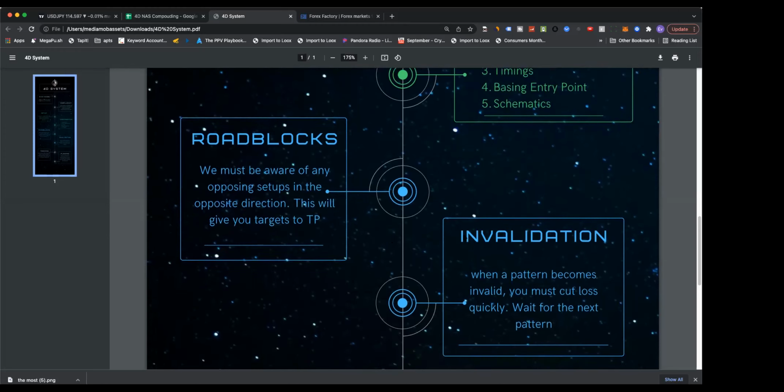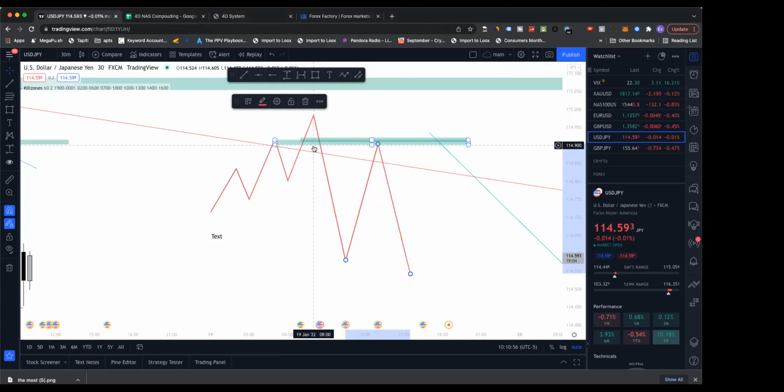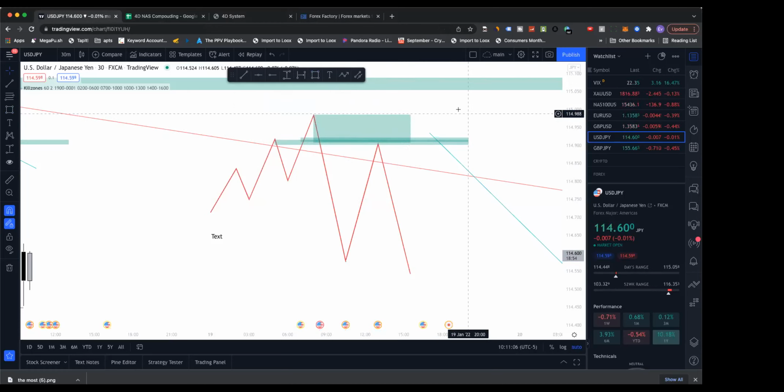Invalidation. When the pattern becomes invalid, you've got to cut the loss. Something that you need to understand is accepting the risk that you're in the trade for. So if your risk is from this high to this entry point like that, accept that. Just understand, this is my risk. If my risk is like this, I need to accept that.